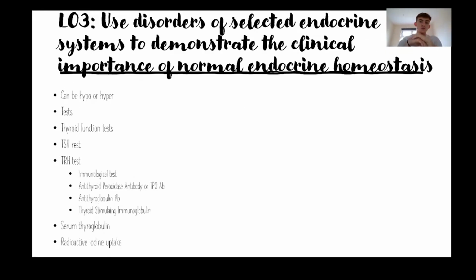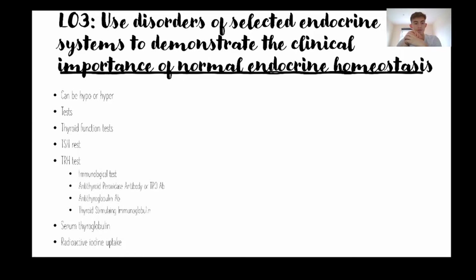So if we look at the disorders now, with all these hormones, you can either have too little or too much. So hypo or hyper. The first test you could do is simply screening for thyroid function, looking at the thyroid hormones, and if they're okay, then you could look at the thyroid stimulating or the thyroid releasing hormone. So you keep working your way back to see where the problem lies.